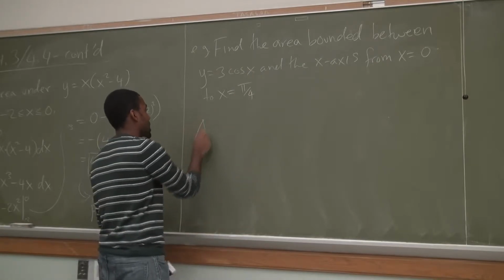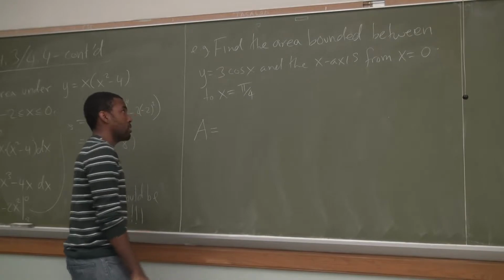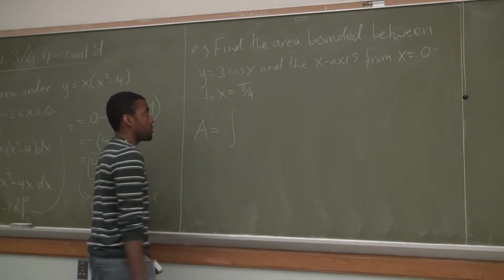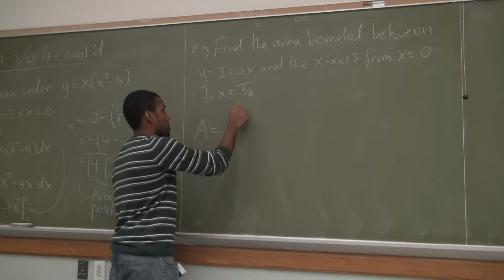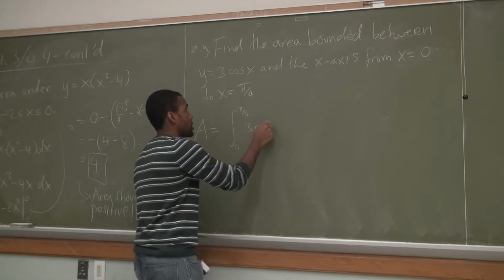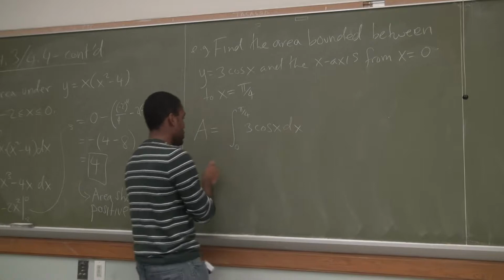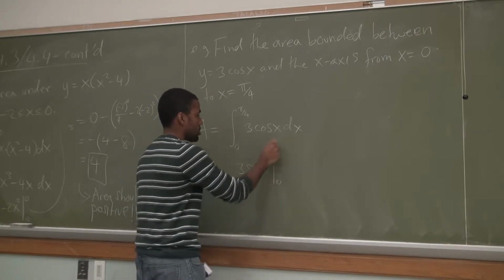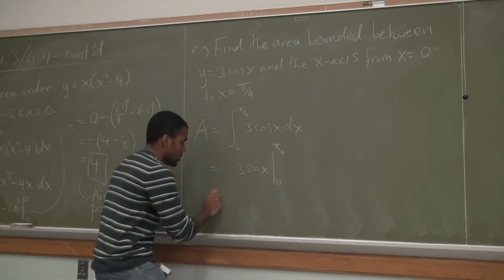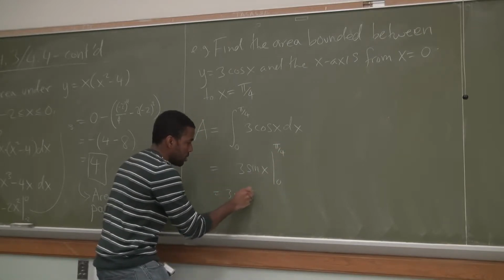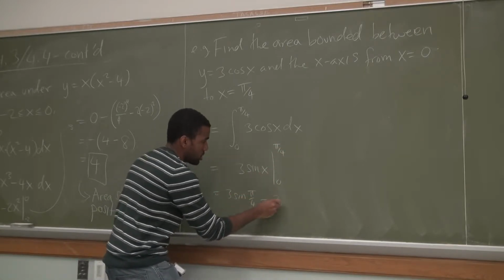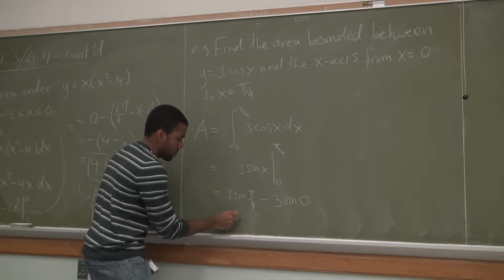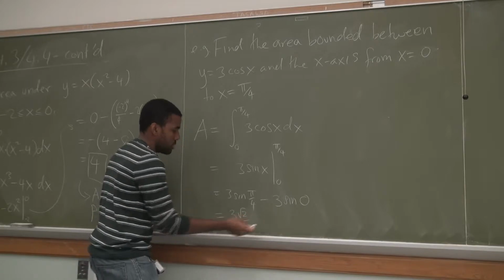Okay. So this one, area. What's the area? How would we find it? Integral of 0 to pi over 4, 3 cosine x dx. What's the integral of cosine? Positive sine. 0 to pi over 4. So this is just 3 sine pi over 4 minus 3 sine 0. Sine of pi over 4 is root 2 over 2. Sine of 0 is 0.